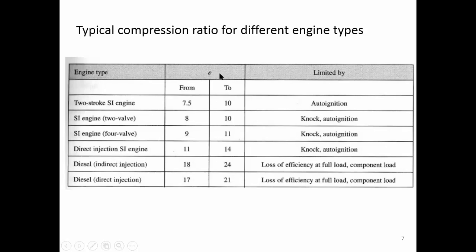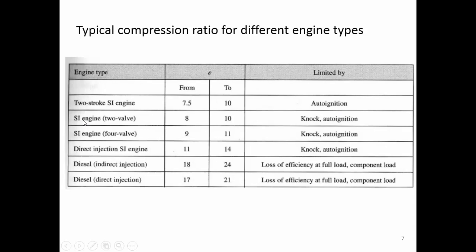This is the range of the compression ratio, and why the compression ratio goes up to this, it's limited by all this, right? Okay, you can go further than this if you can overcome this. For example, for the two-stroke SI engine, the compression ratio goes from 7.5 to 10. If you want to go beyond this, then you have to find a fuel that will not create the auto-ignition problem. You have to look for a better fuel. Otherwise, you cannot go higher than this.